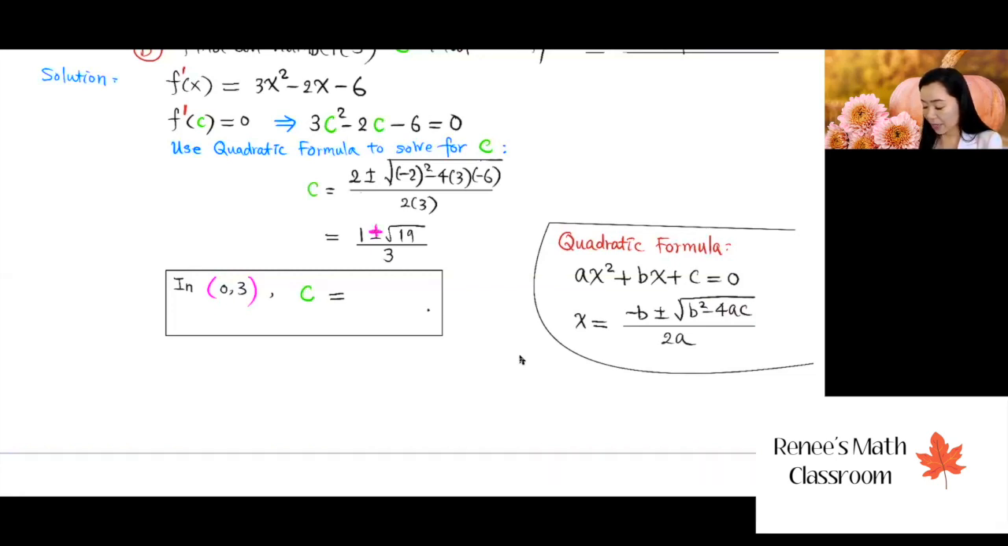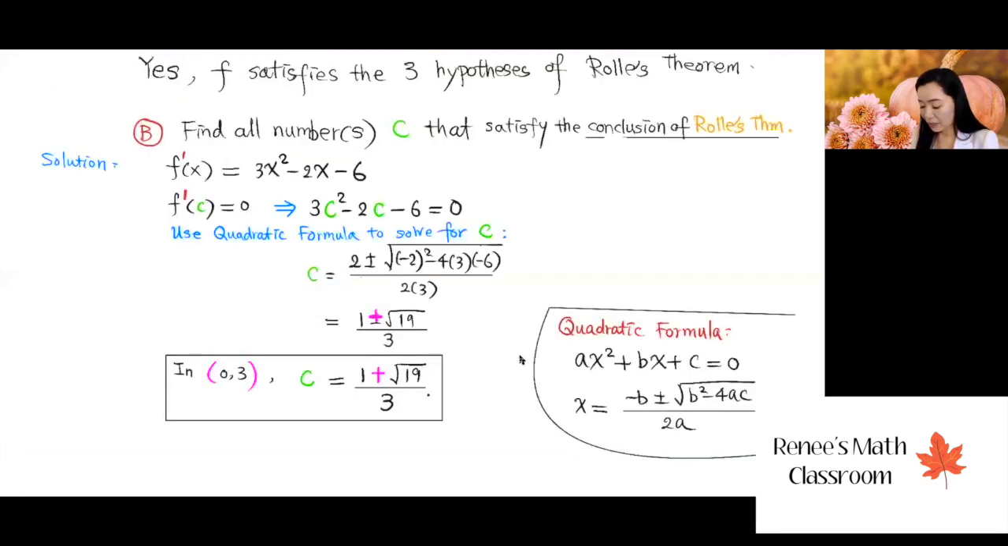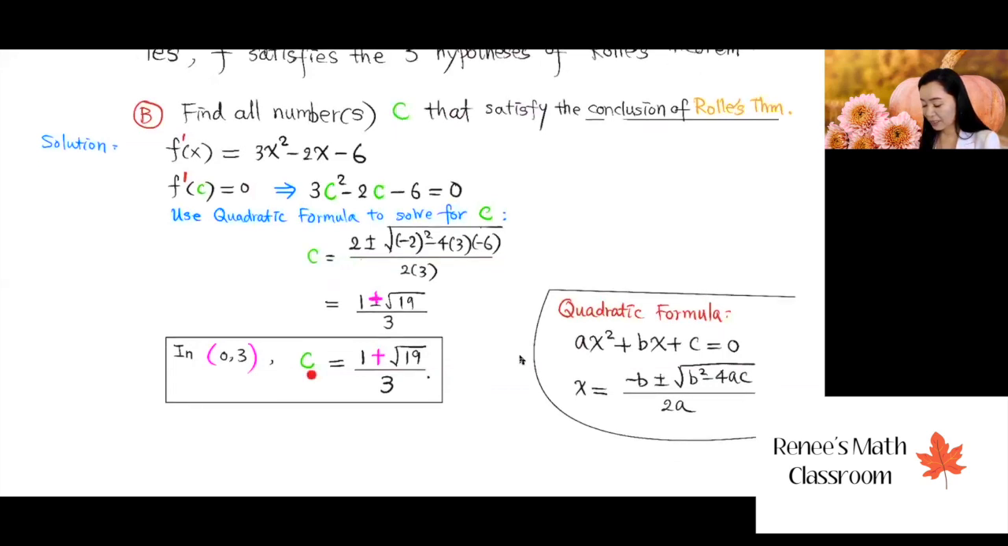The one with the minus is actually negative, so it's not inside this open interval. So in this open interval, only the one with the plus is going to be inside that. In this interval, c is (1 plus square root of 19) over 3. We found that number c, such that the derivative will be equal to 0. You have a horizontal tangent when c equals this.